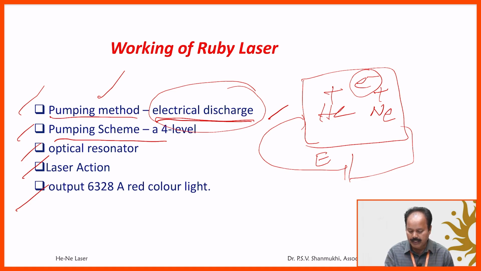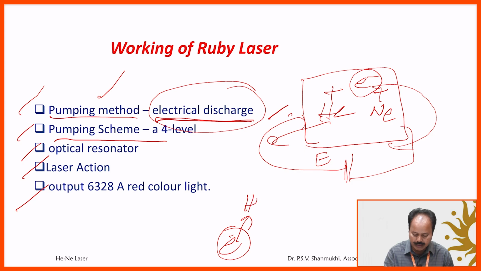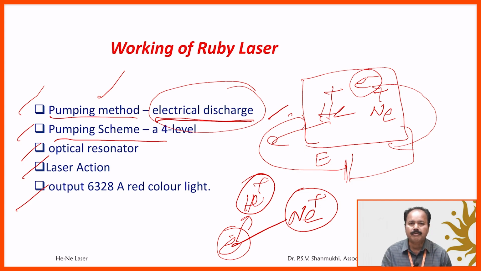Generally, the helium and neon positive ions travel towards the negative electrode, and electrons travel towards the positive electrode. During this process, what happens? The electrons will collide with helium ions. They will collide with neon ions also. But one thing, helium ions are very light bodies. That's why they will go to the higher energy states very easily.